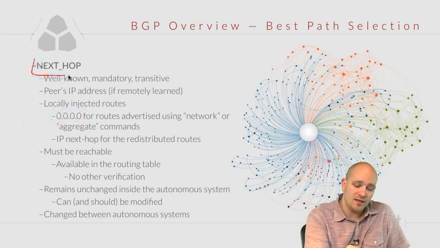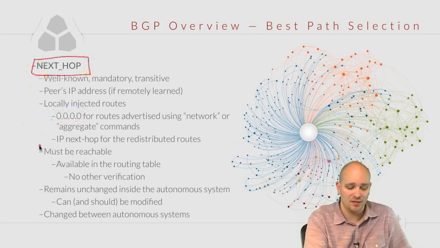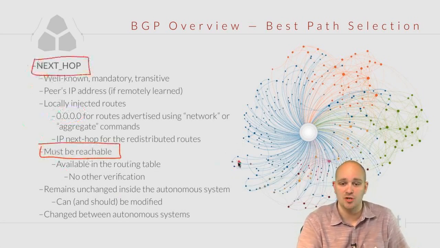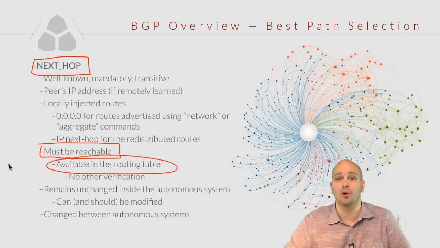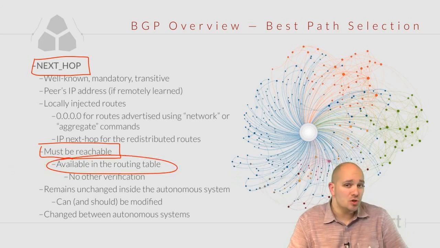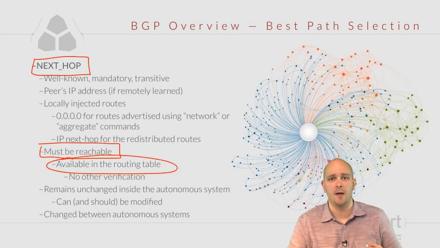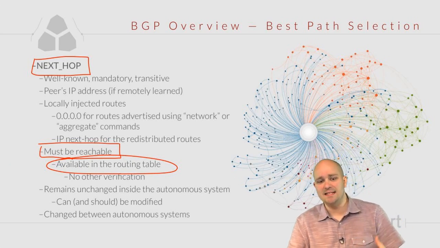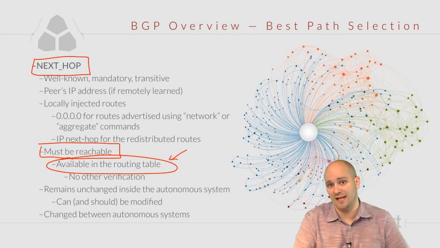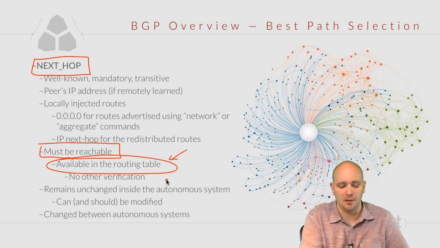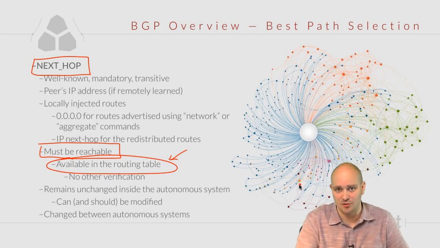The important thing to know about the next hop attribute is that it must be reachable. Now, what this means is really it just needs to be available in the routing table. There is no further verification. Is it pingable? Does it respond to ARP inquiries? Do we have layer 2 resolution for it? In Cisco IOS, the only verification that is performed to make sure that next hop is actually reachable is that it is present in the routing table.